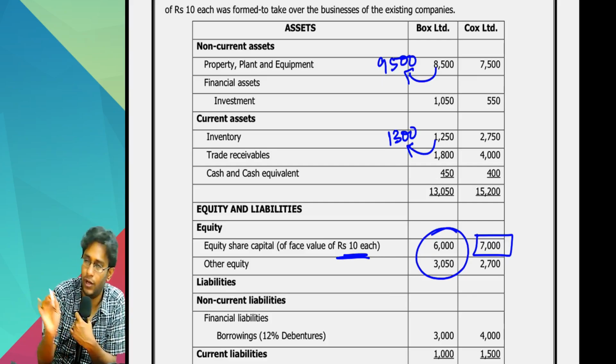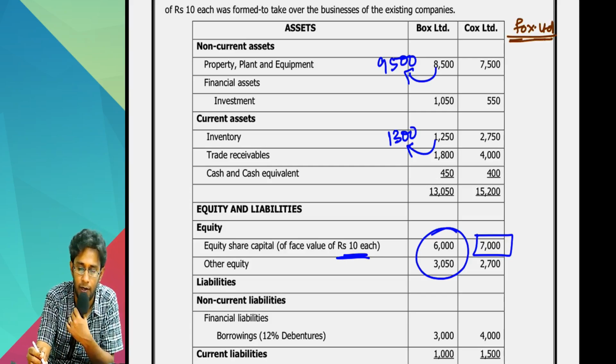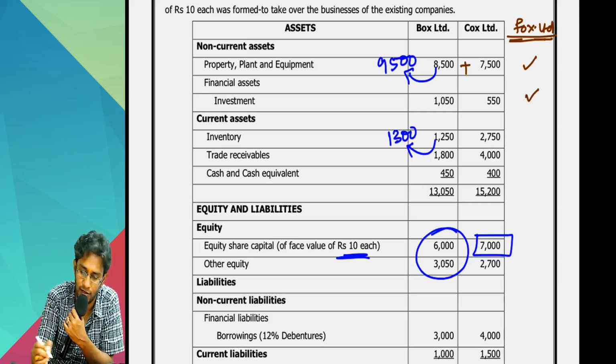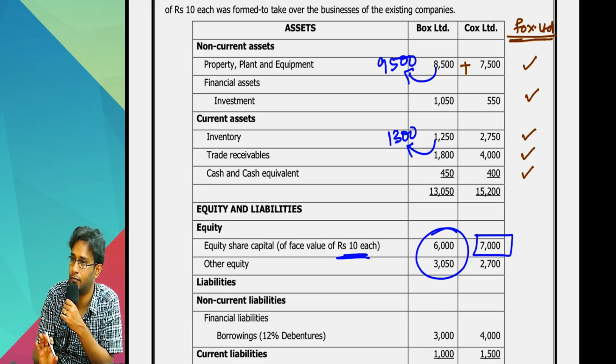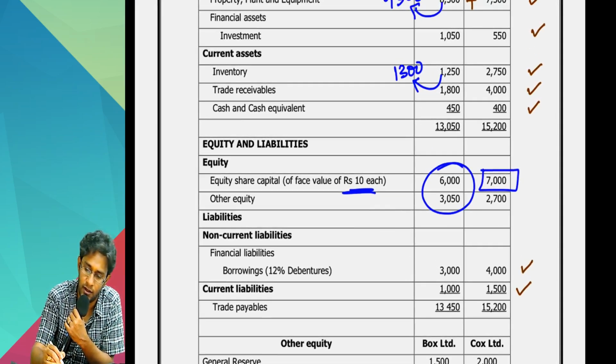Now we'll anyway solve this, but roughly I'm doing it here. If I prepare Fox Limited separately, what will be PPE? It will be 8,500 plus 7,500. As it is, you have to add. Don't take any fair value. Investment also I will add as it is. Inventory, trade receivables, and cash and cash equivalents I will add. Balance sheet totals also will be a literal merger only. Come to liabilities. Trade payables, as it is, 1,000 and 1,500 will add. Borrowings also will add.